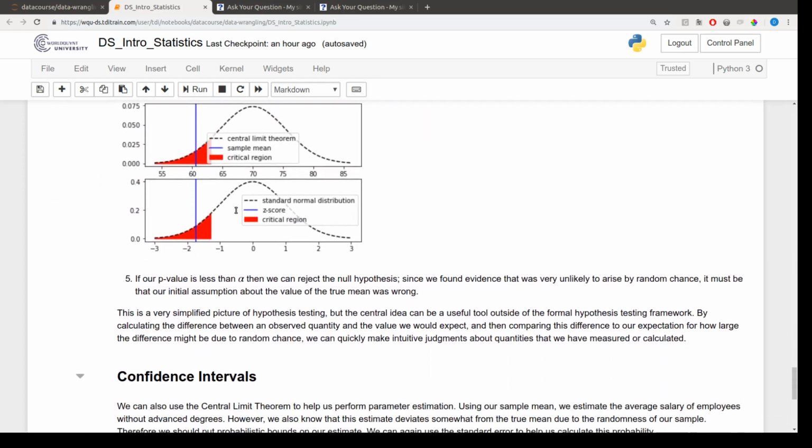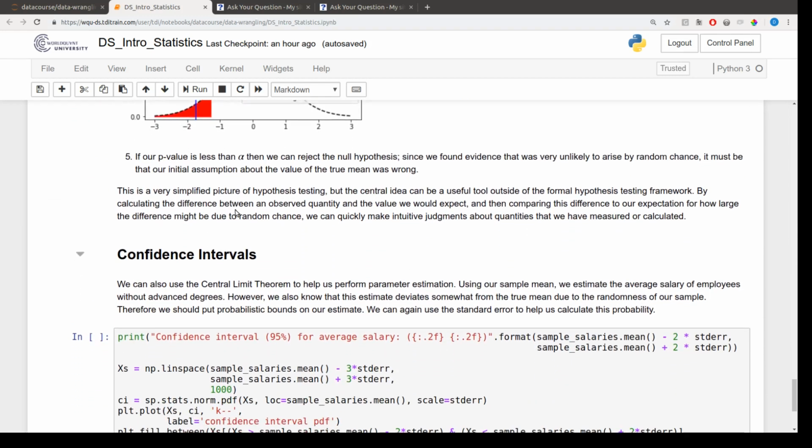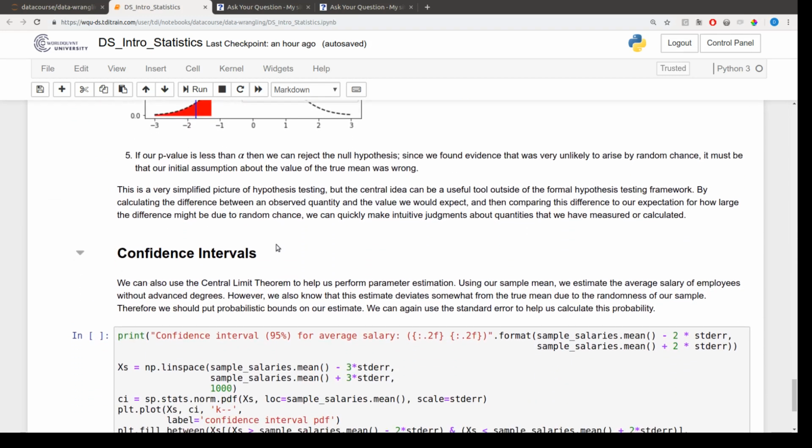In the next video, we're going to wrap up our discussion of statistical inference by talking about parameter estimation and confidence intervals.